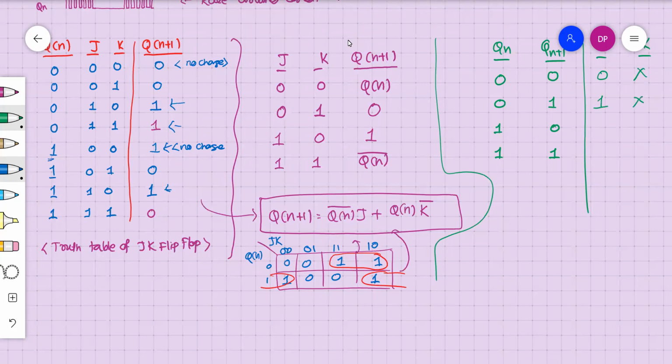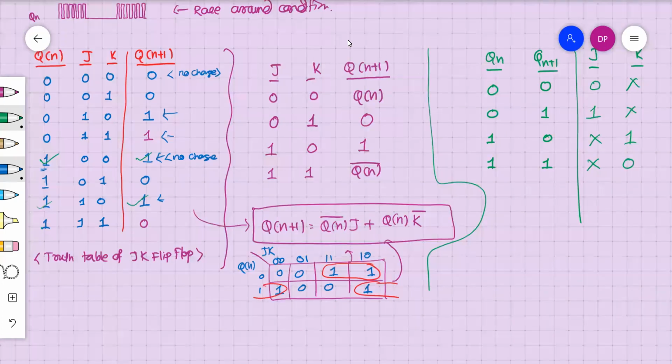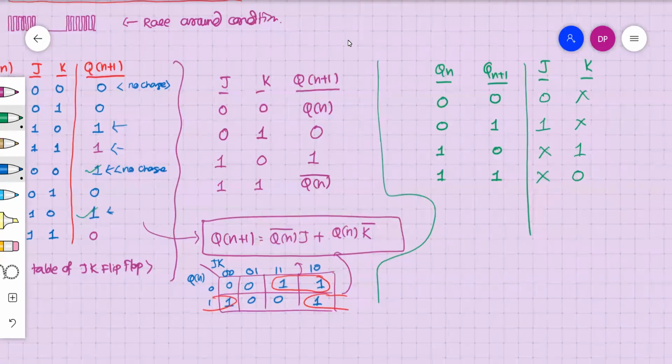Now when Qn is 1, Qn plus 1 is 0, 1, 0. You can see this one. So here K is 1, J is don't care. And when 1, 1 is there, you can see this one and this one. K is 0, J is don't care.